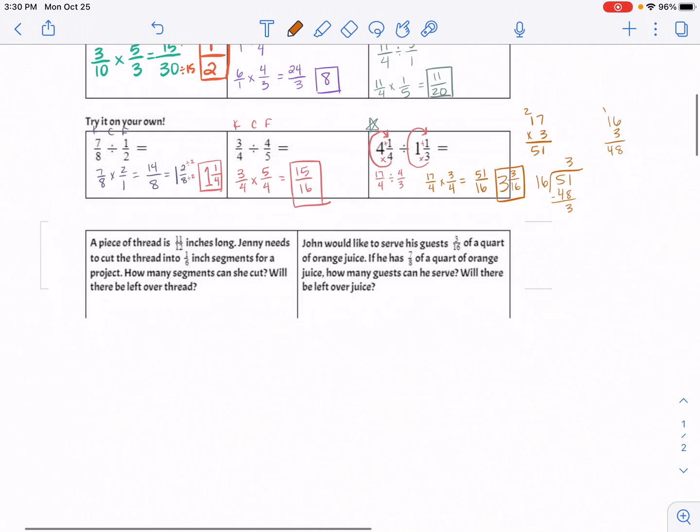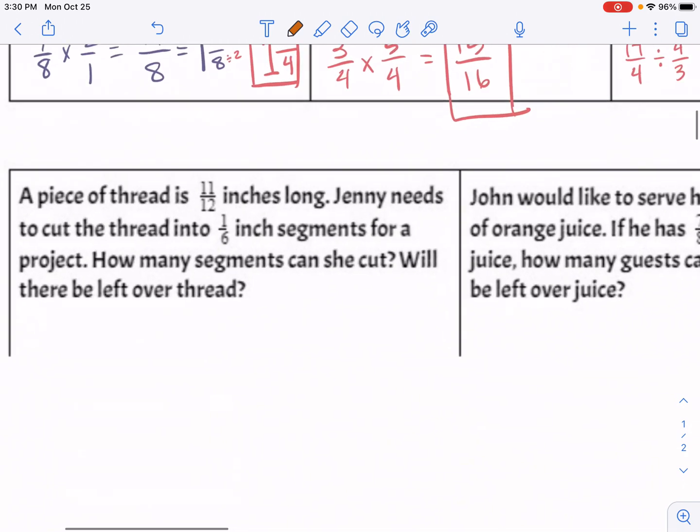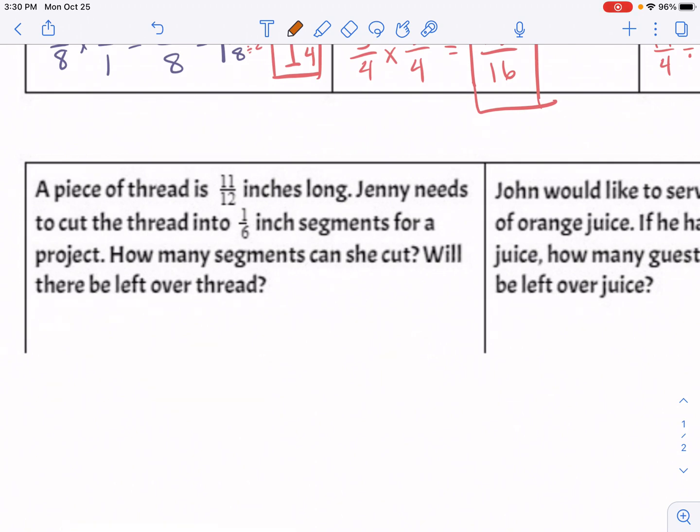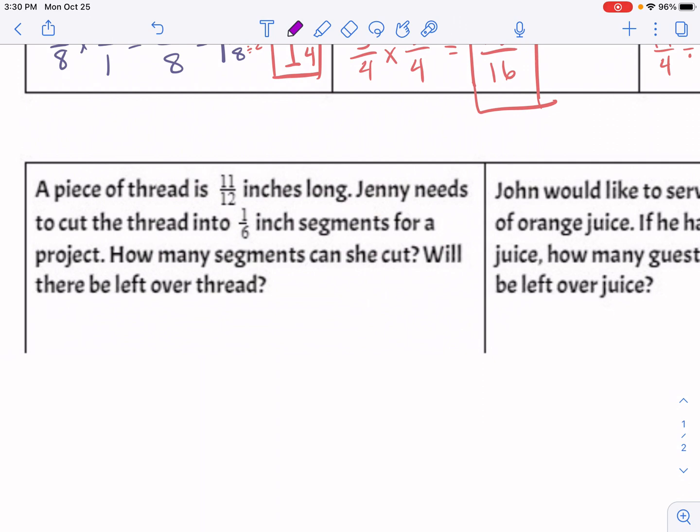Okay, then we're going to walk ourselves through these word problems. These are a little bit challenging, so pay attention. So a piece of thread is 11/12 inches long. Jenny needs to cut the thread into 1/6 inch segments for a project. How many segments can she cut?